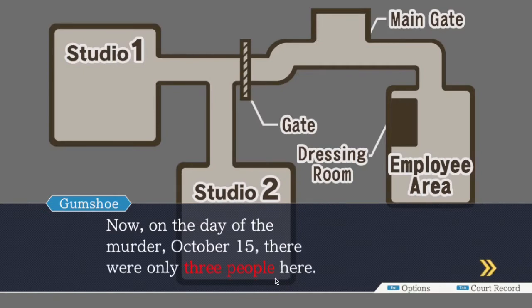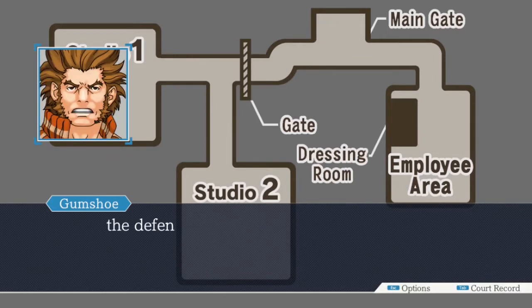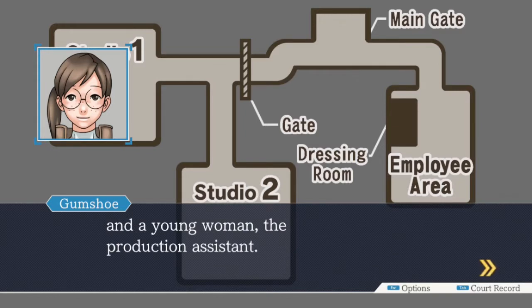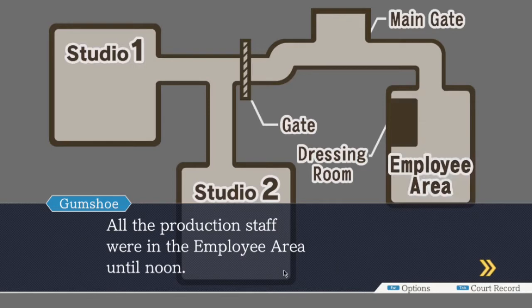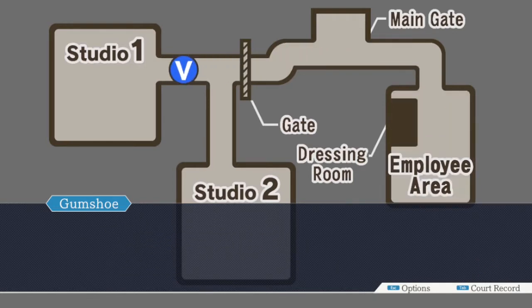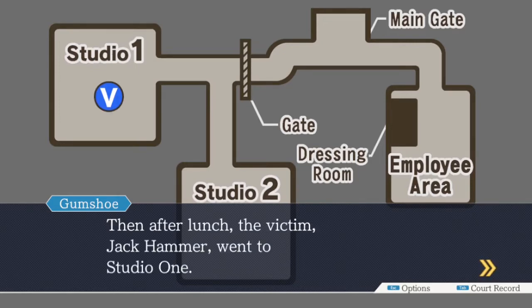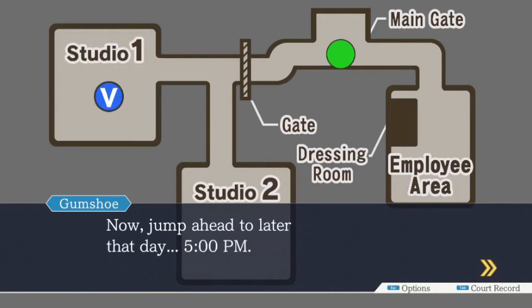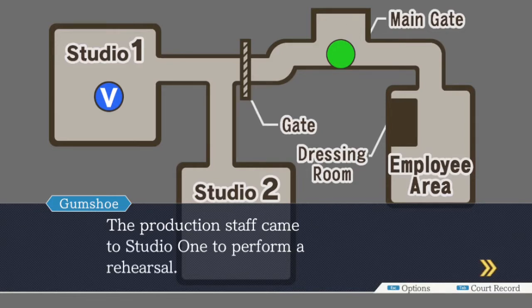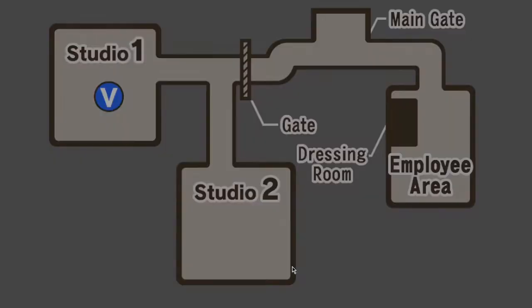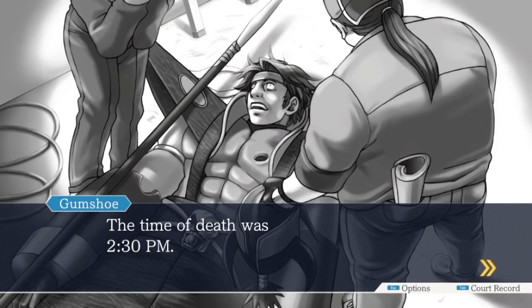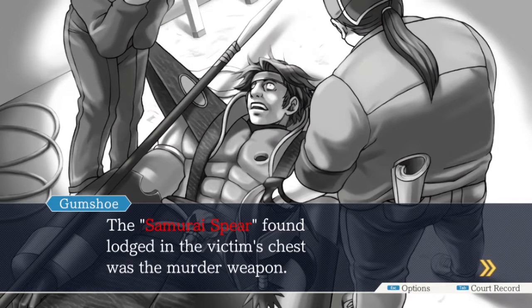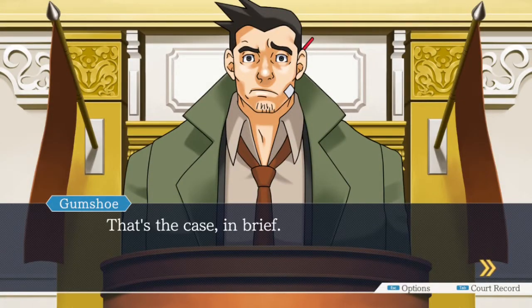Now, on the day of the murder, October 15th, there were only 3 people here. The victim, Jack Hammer, the defendant, Will Powers, and a young woman, the production assistant. All the production staff were in the employee area until noon. Then after lunch, the victim, Jack Hammer, went to Studio 1. Right after that, at 1 p.m., the security lady got into the guard station. Now, jump ahead to later that day, 5 p.m. Production staff came to Studio 1 to perform a rehearsal. Needless to say, the rehearsal was cancelled. Time of death was 2:30 p.m. The steel samurai spear found lodged in the victim's chest was the murder weapon. That's the case, in brief.